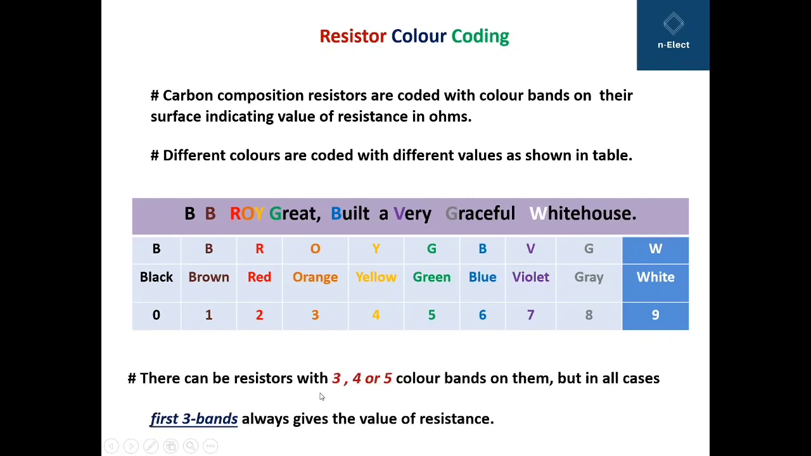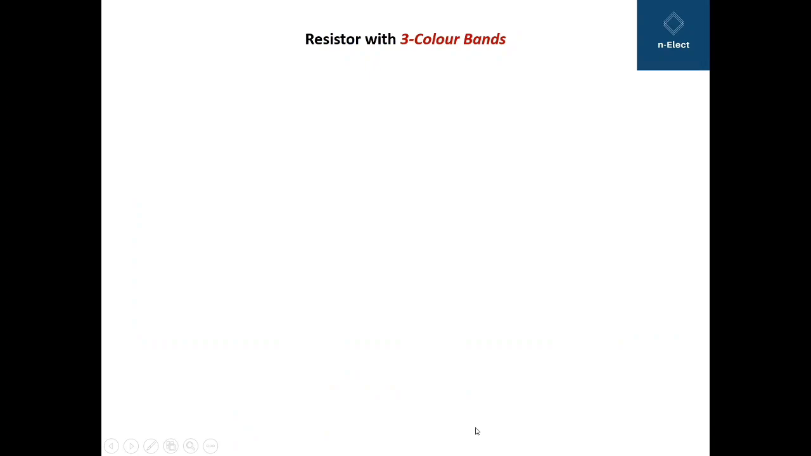There can be resistors with 3 color bands on the surface of it, or 4 color bands, or 5 color bands, but in all cases the first 3 bands always give the value of resistance. We will first see how the value of a 3 color band resistor is found.